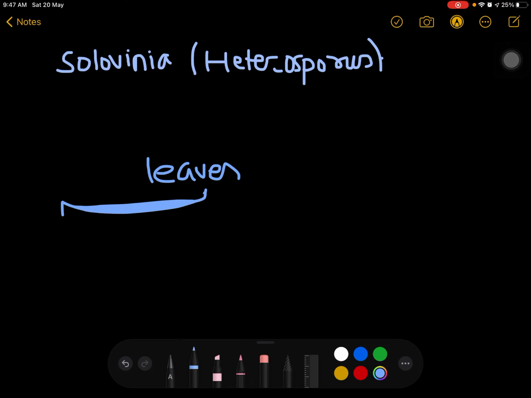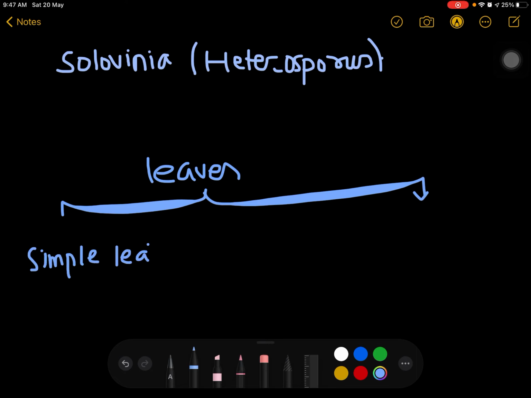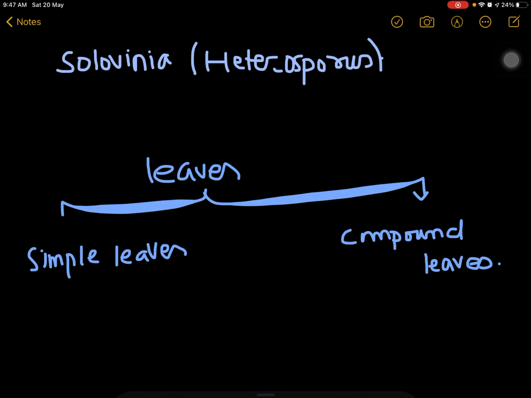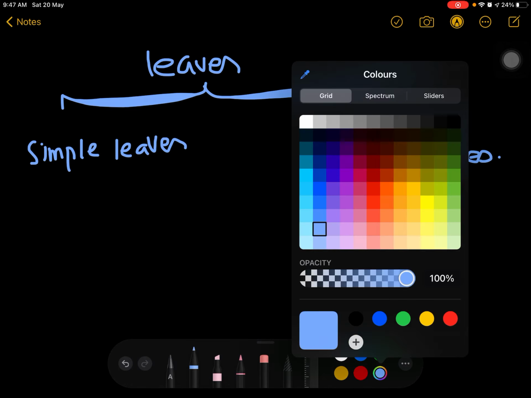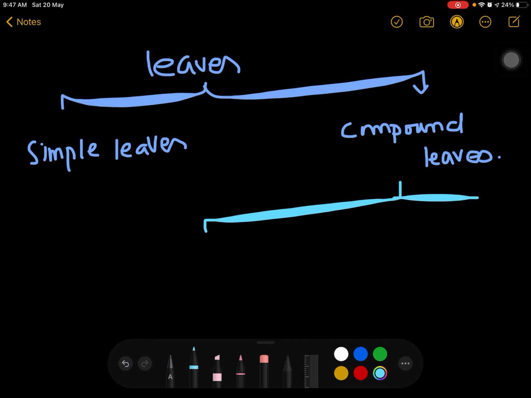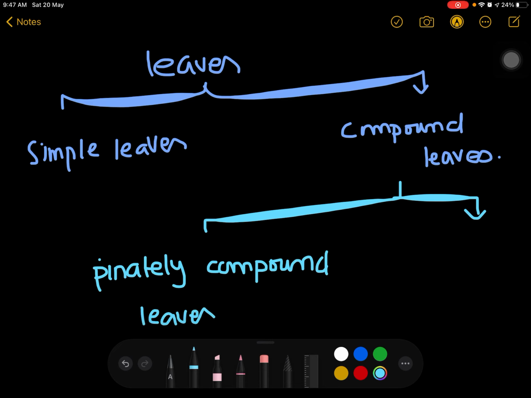Now, if we talk about the leaves, there are two types of leaves: simple leaves and compound leaves, right? Basically, the compound leaf is further divided into two categories: pinnately compound leaves and palmately compound leaves.